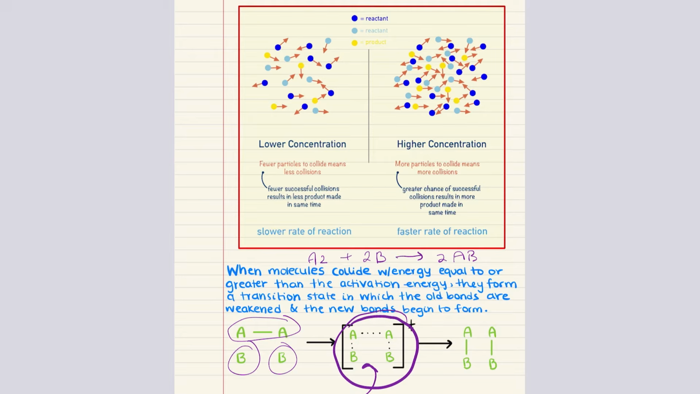There's the breaking of some bonds and the formation of new bonds, and this happens right before we form our final products. The transition state is represented at the peak of the energy barrier between reactants and products. And the energy required to form the transition state from the reactants is the activation energy.